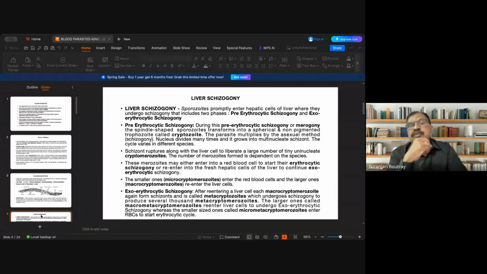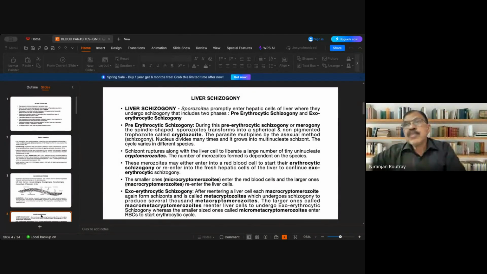So the pre-erythrocytic schizogony is also called merogony. The sporozoite, after entry into the liver cell, changes its structure into a spherical form called the cryptozoite. Remember, it is called cryptozoite. This cryptozoite stage is called the trophozoite stage, and the parasite in this stage multiplies. That means the nucleus divides several times to form a multinucleate stage called the schizont.